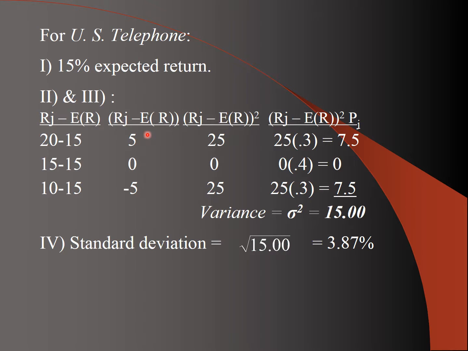Okay. Now that I've got my set of deviations, I'm going to square these deviations. So 5 squared is 25. There's your 0 again, and negative 5 squared is 25. And now I'm going to take each of the squared deviations and multiply them by the probability of the corresponding state of economy. So 30% chance of a booming, 40% normal, 30% recessionary. And I multiply and arrive at these numbers.